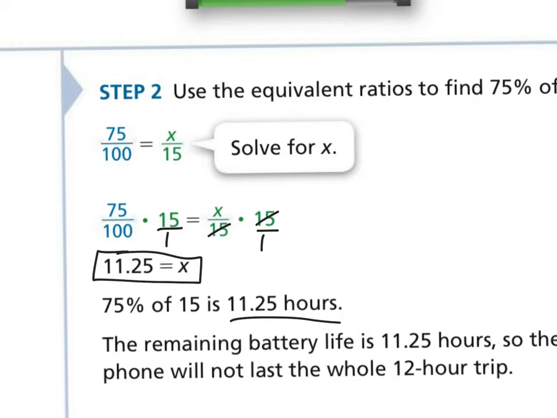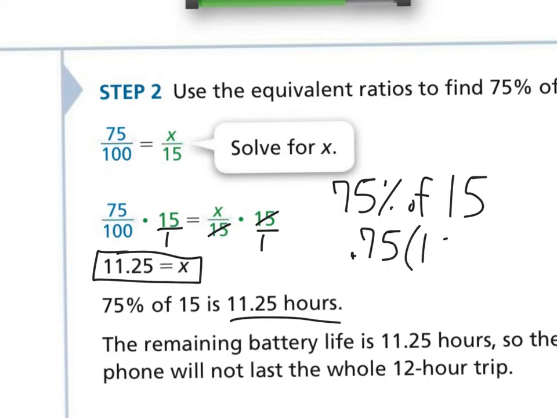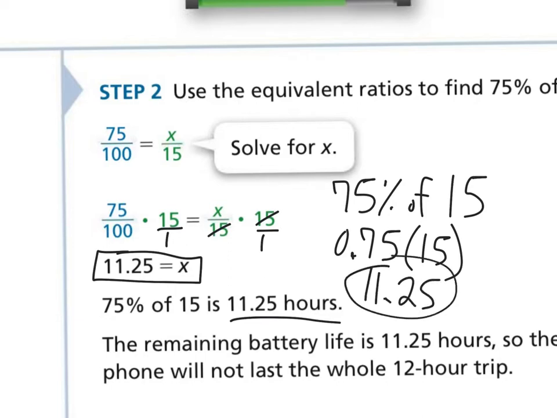A different option you guys could do for this problem, probably a simpler approach, would be you could figure out what is 75% of 15. 15 was the full amount. We're trying to find 75% of that. And so if you change 75% to a decimal and multiply that, you will get 11 and 25 hundredths. So a little bit quicker route, if that makes sense for you. If not, you're welcome to do the proportion like the book did.